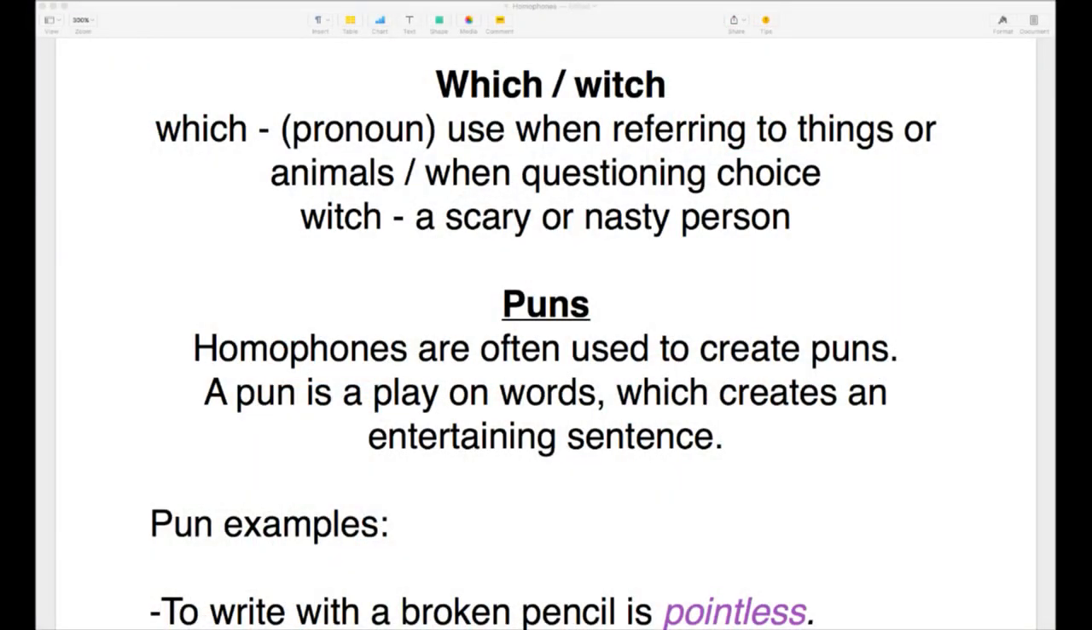And then we also have the version of the word witch, which is slightly different in spelling, same pronunciation, and it basically means a scary or nasty person, usually a female. A witch is normally a female. And in cartoons or films, witches tend to have superpowers and they're like, ha ha ha ha. They might have a long nose and warts, these spots on their skin. And they're normally quite unpleasant looking. So a witch is a scary or nasty person. Okay.